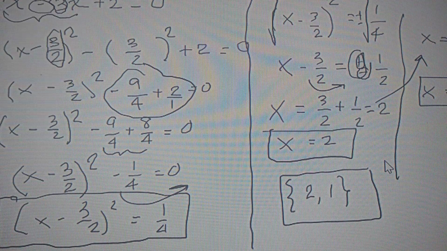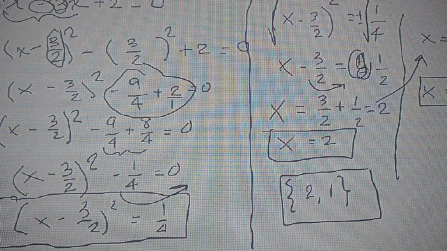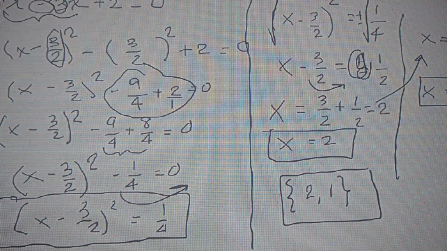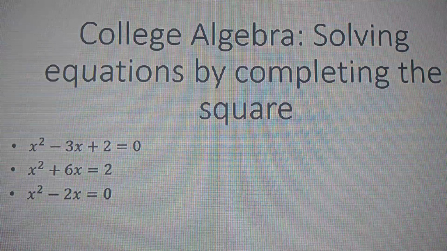by completing the square. Alright, let's get down to the second problem. The second problem is x squared plus 6x is equal to 2.